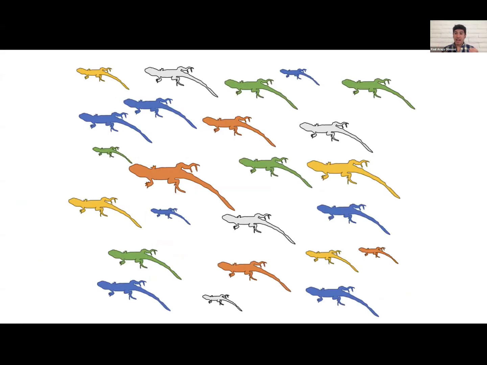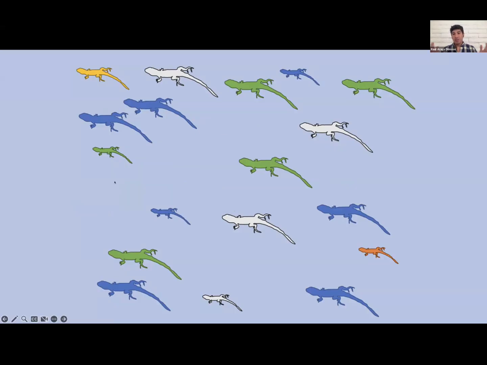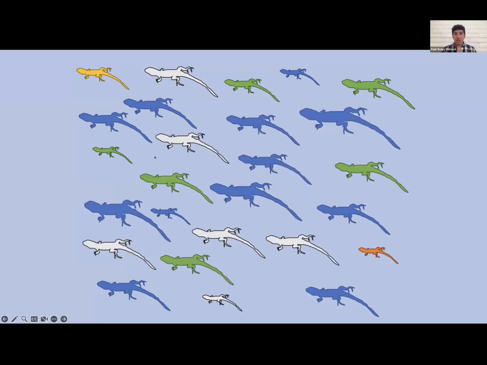And again, if we have an environmental change, let's say now the environment in which these lizards are living turns blue. And then the lizards that have warmer colors, like the orange and the yellow lizards, will be more easily seen by predators. Therefore, they're not going to survive as much as the other lizards. So we will have a change in the population, and in the next generation, the frequency of the orange and yellow lizards will be much lower.